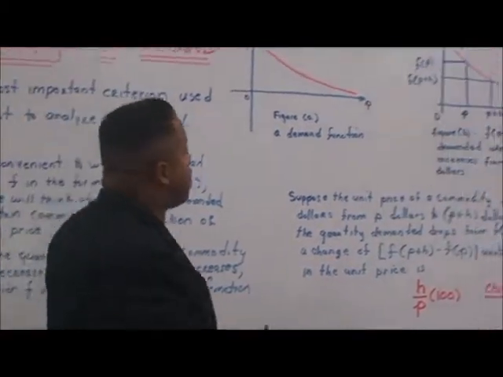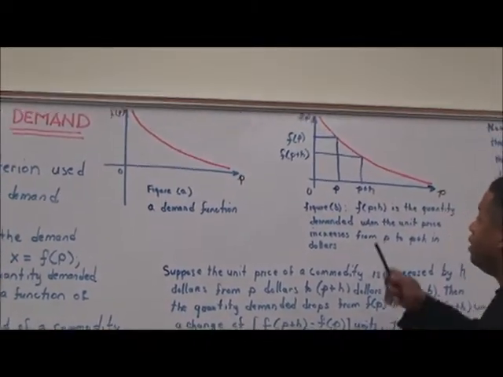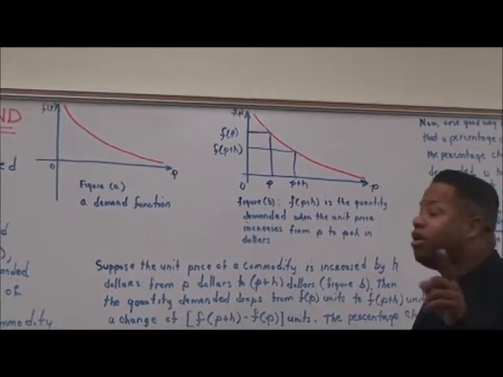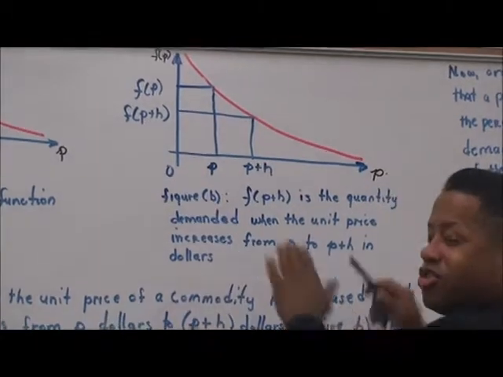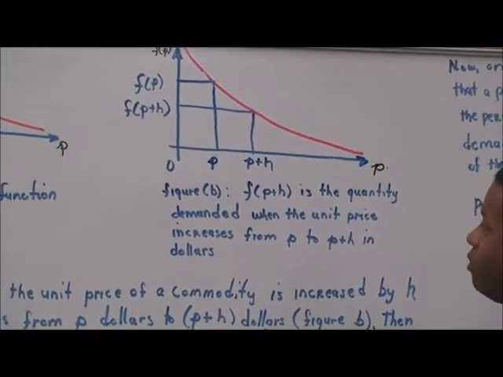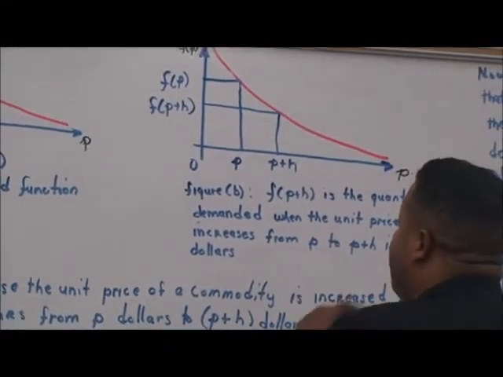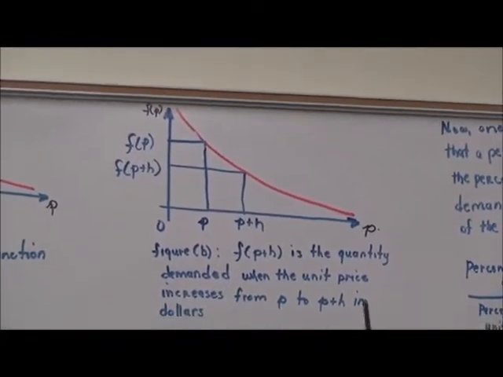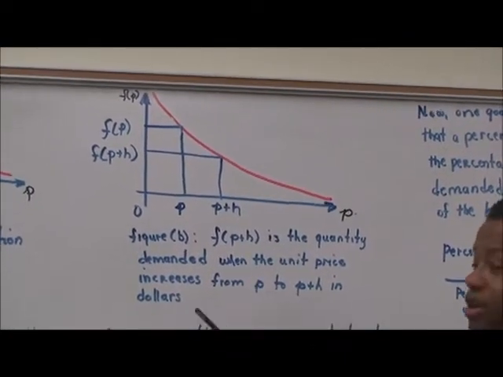Let's look at the graph for a second. Here in figure A, we have a simple demand function. Now, remember we went over in calculus the first part of the derivative? We talked about the difference quotient. Remember this similar setup in classes several weeks ago? However, look at this very closely. We have f of what? f of P plus H is the quantity demanded when the unit price increases from P to P plus H in dollars.